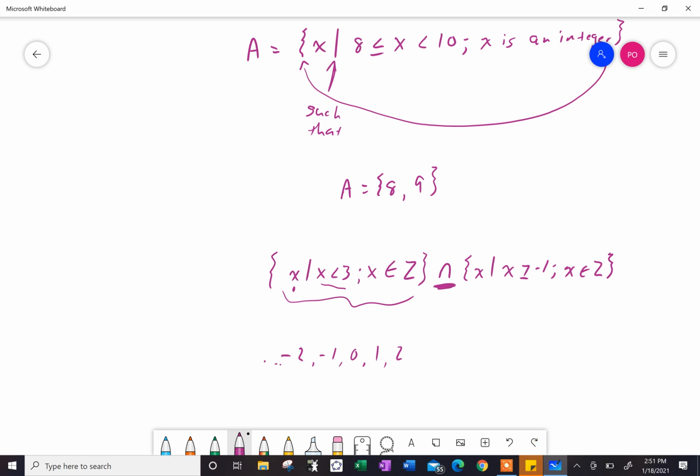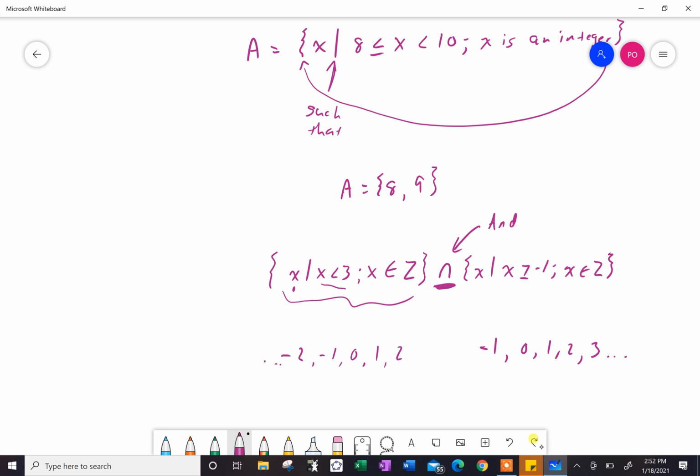But then it says, and, this is the intersection, remember that from before, and x is greater than or equal to -1, given that x is an element of the integers. So I'm going to start at -1, 0, 1, 2, 3, dot, dot, dot. It goes on forever because it's all the values of x greater than or equal to -1.